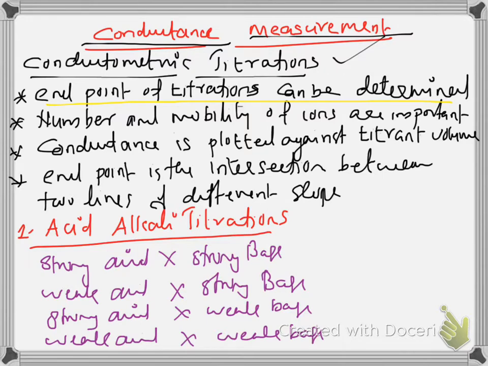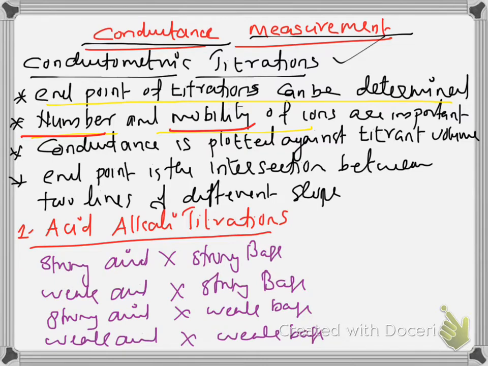This process, conductometric titration, is purely based on the number of ions and mobility of ions. When the number of ions increases, conductance increases. When the number of ions decreases, conductance decreases. When the mobility of the ion increases, or when highly mobile ions are available, conductance increases.